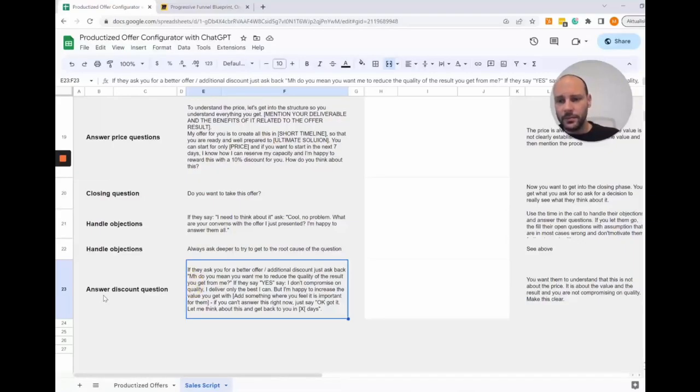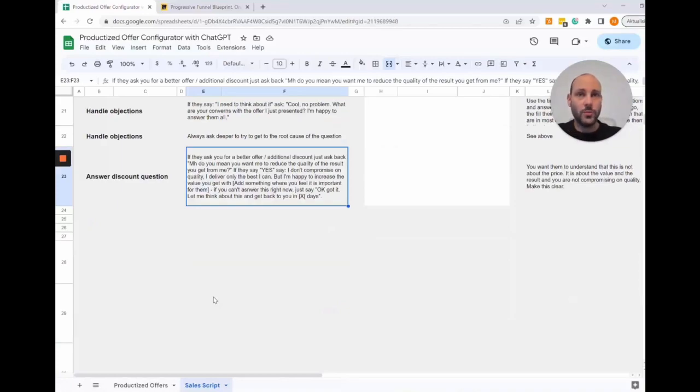And then here, the discount question is an important objection that most people typically have, when they ask you, can you increase the discount to 30%? And if they ask you, then you can just say, do you mean you want me to reduce the quality of the results you get from me? Right? Very often they might say, no, okay, it wasn't meant like this. And then you just move on.